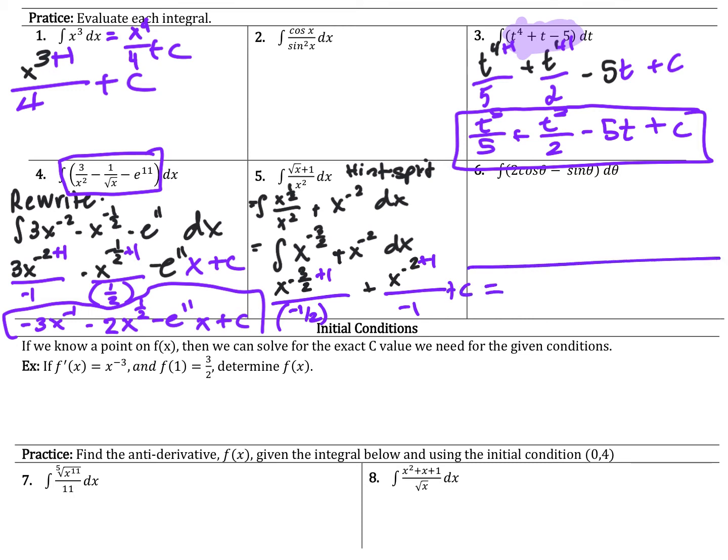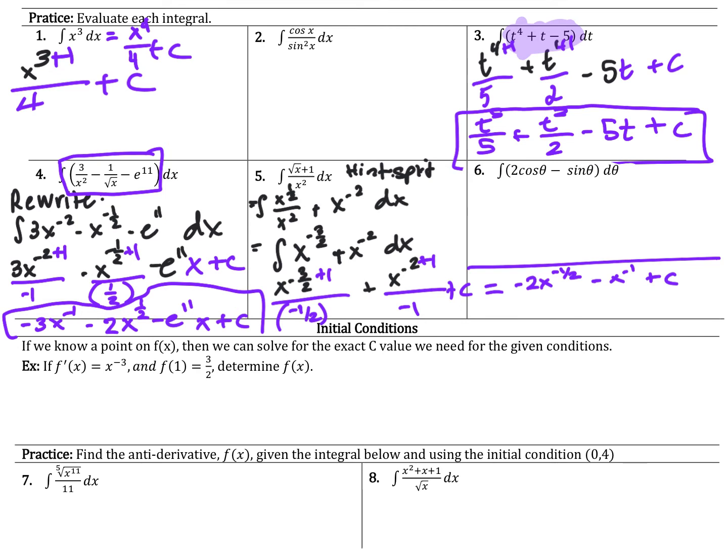And if I simplify this, dividing by negative 1/2 is the same thing as multiplying by negative 2. Right? Dividing by a fraction is the same thing as multiplying by the reciprocal. So this is going to give me negative 2x to the negative 1/2 power minus x to the negative first power plus c. So the two problems that we have left both involve trig.